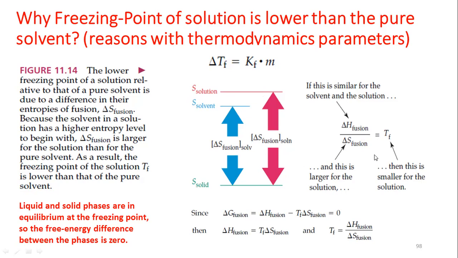So this is the thermodynamic reason why the freezing point is lower, or the freezing point is depressed, when solute is added into the solvent. That means when it forms a solution, the solution has a smaller freezing point as compared to the pure solvent, and this is called the freezing point depression.